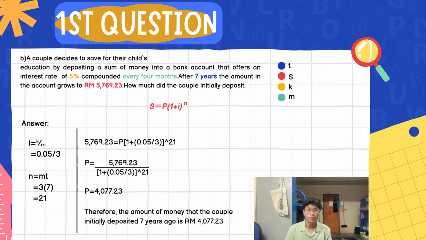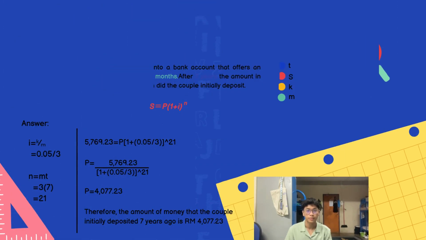Okay, for B, we will plug in the information that we got from the statement above, and our P will be 4,077 ringgit and 23 cents.